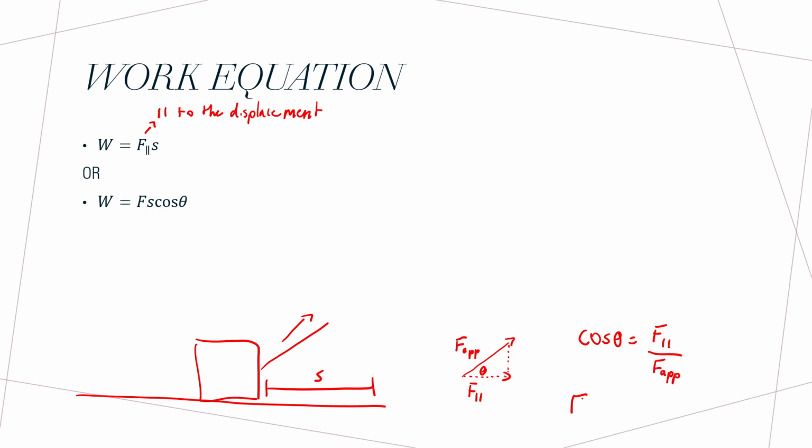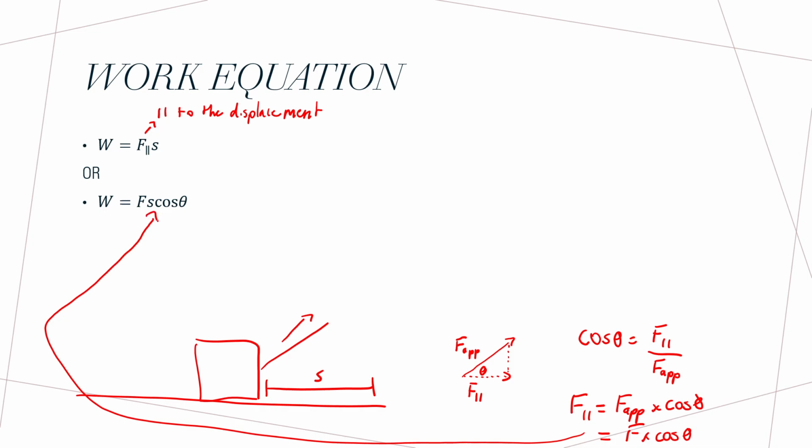And to rearrange to make our parallel force our subject, what that would be equal to is the applied force times cos theta, or to make it look a little bit more similar to our work equation, F times cos theta. And that essentially is what's getting applied here in our second version of the work equation. In both circumstances, effectively, we are multiplying the parallel force to the displacement vector. We are multiplying the displacement of the object by the parallel force, which is being applied to the object.